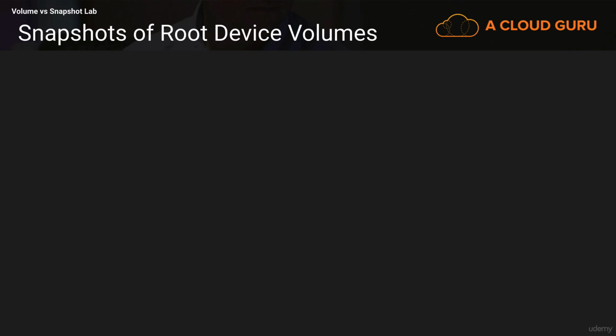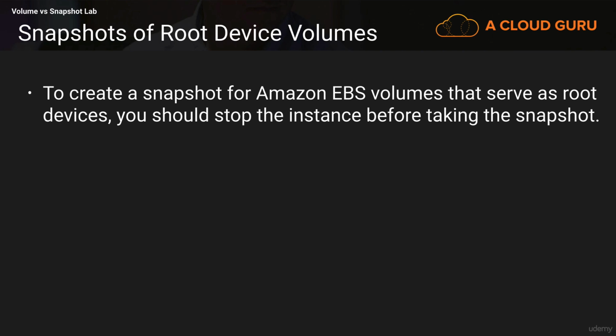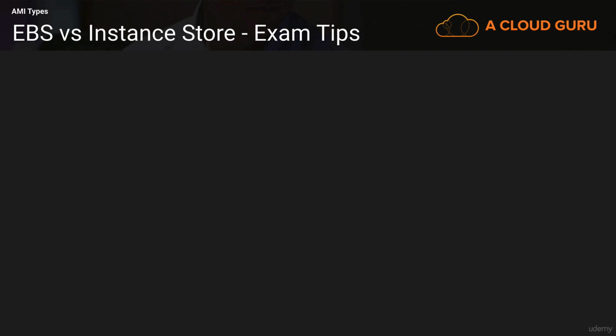Okay, so moving on to snapshots of root device volumes. To create a snapshot for an Amazon EBS volume that serves as a root device volume, you should stop the instance before taking a snapshot. So that's really important to remember.